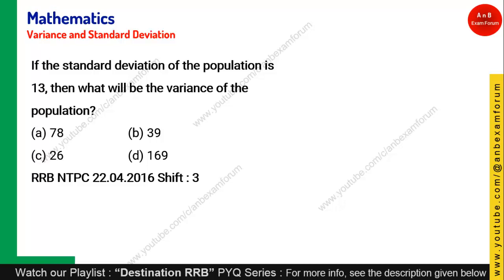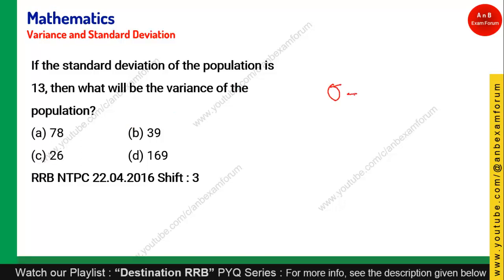Let's see the next question. If the standard deviation of a population is 13, what will be the variance of this population? The standard deviation is 13, so the variance will be the square of the standard deviation. 13 square is 169. So option D is the right answer.